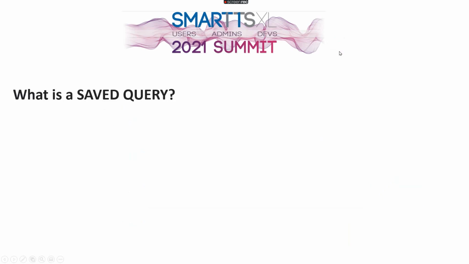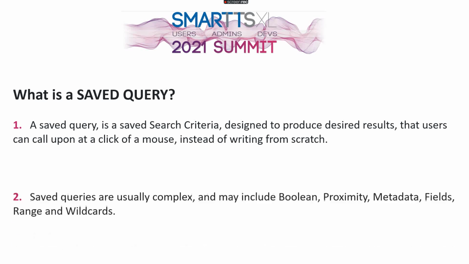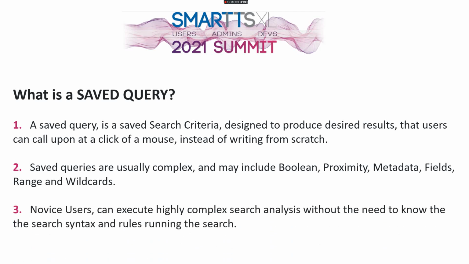What is a saved query? That's a good question. A saved query is a saved search criteria that's designed to produce desired results that users can call upon at a click of a mouse instead of writing from scratch. Saved queries are usually complex and may include Boolean, proximity, metadata fields, range, and wildcards. They're not going to be your single word search because you can just type that just as easily.